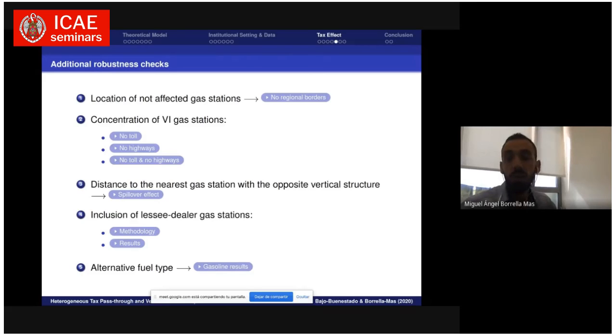And basically we obtain the same results. We also try to study what we call a spillover effect, which is the distance to the nearest gas station with the opposite vertical structure, and let me try to explain this a bit better. We argue that the price strategy of a gas station that is close to a gas station with an opposite vertical structure may be different than the case of a gas station that is far away from this situation. And our intuition here is that if you are far away, you can increase the price more. And this is exactly what we find here.